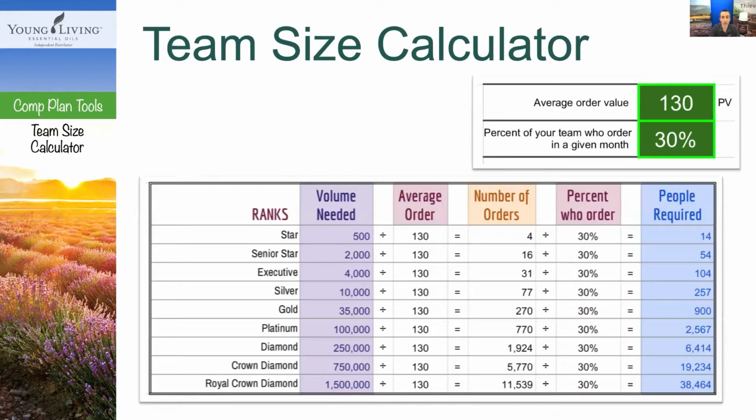Okay, so let's have a look at this example. In this example, I'm using what you just saw, the average order value of 130 PV and 30% of the team ordering in a given month. And then what it does is below it spits out all of this information. We're going to have a look at what it's spitting out so that you understand how to interpret this information.